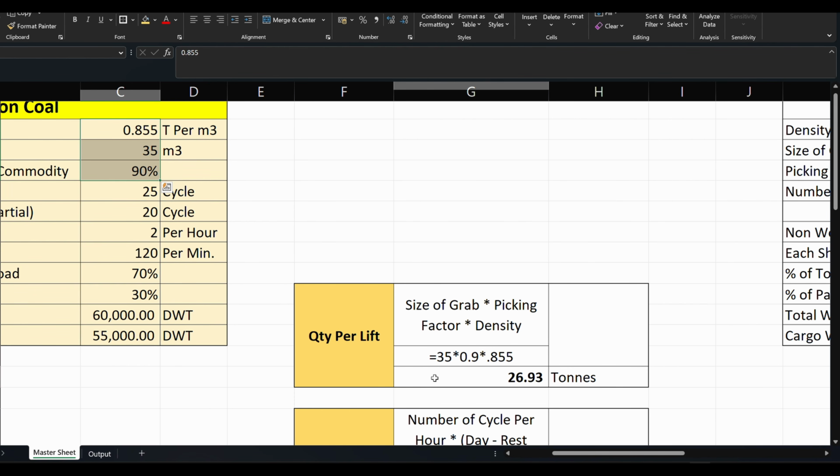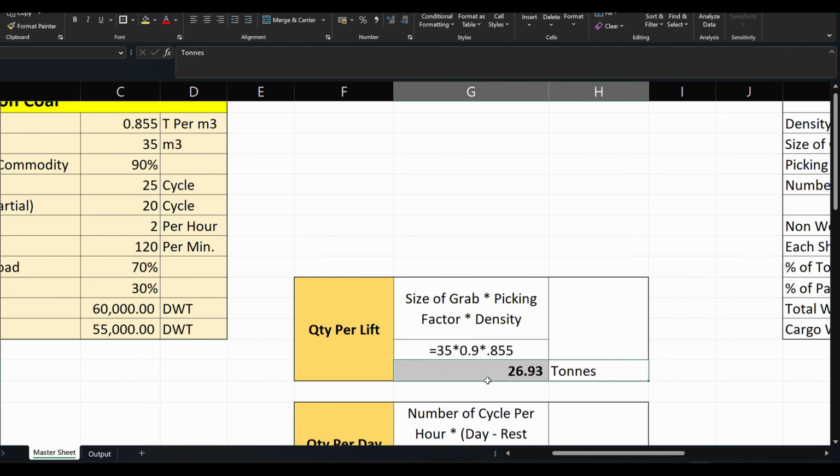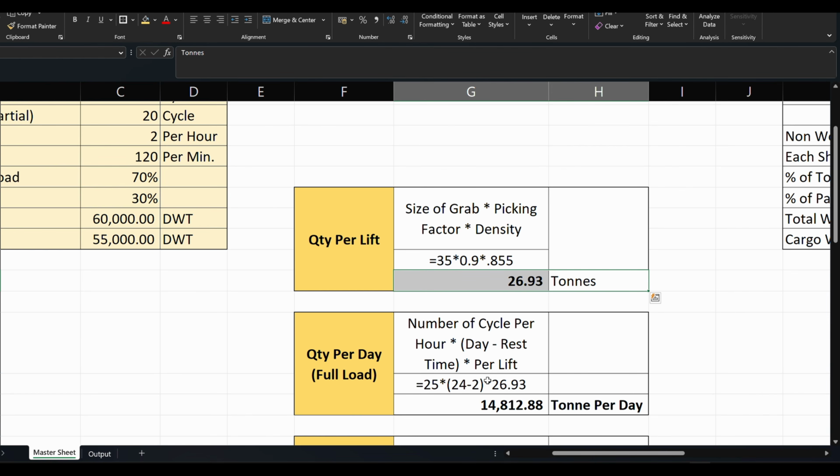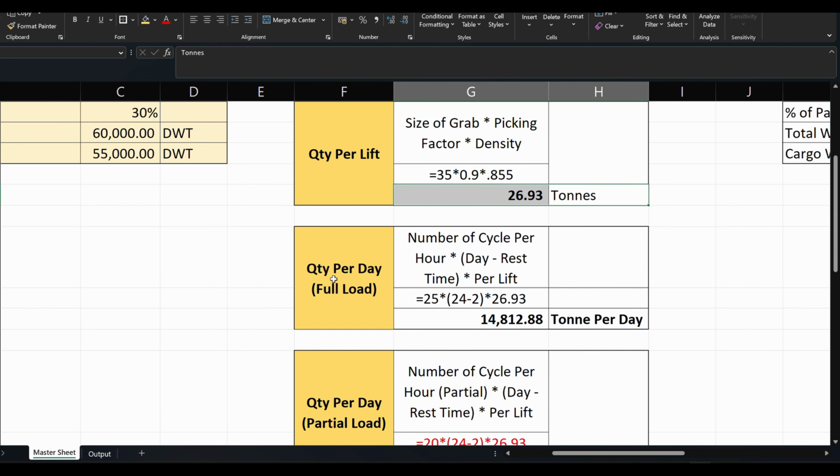It is not necessary that the full 35 m³ is utilized, so 0.9 is the picking factor, and the density of the material, the coal, is 0.855. So the quantity per lift is 26.93 tons in one bucket. Now, this is for just one bucket. Now we have to find the quantity per day.